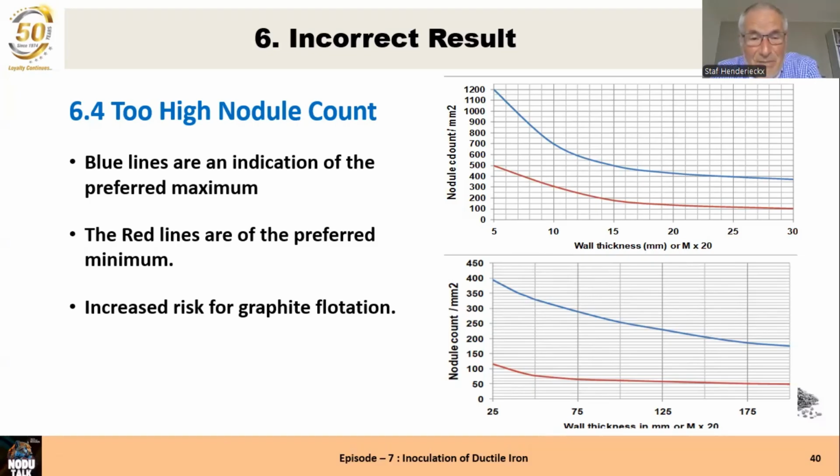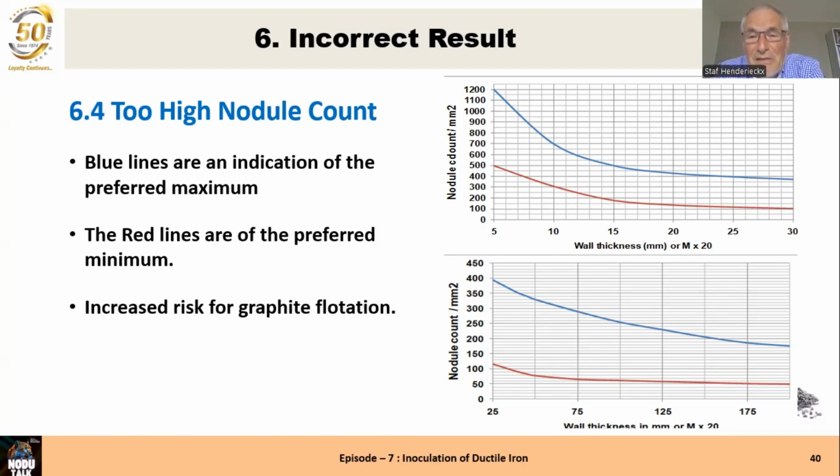The red line is the minimum, and the red line, you can see that normally it should always be more than 50 nodules per square millimeter, even in the thickest section. I know customers from the foundries, and I can mention some. You have Siemens, you have General Electric, you have some others. They say the nodule count must be more than 75 nodules per square millimeter. They add it in their order form as an extra rule to make sure that there will be no micro shrinkage and no other problems due to that.